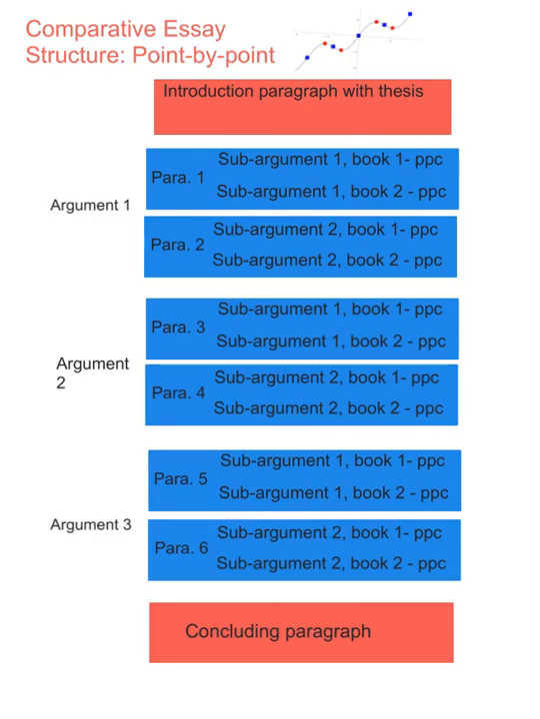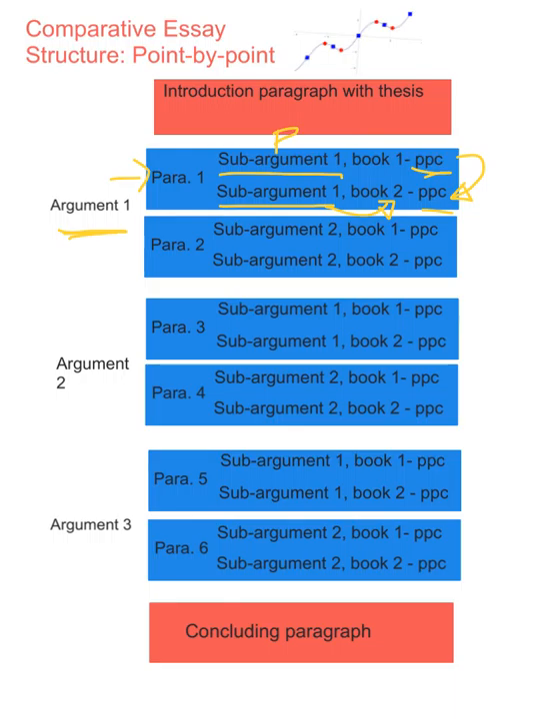So I'll just walk you through this one before I give you the example. So here we have argument 1, paragraph 1. And in paragraph 1, I'm going to talk about my sub-argument or my first point with my book 1, proper point proof comment. Then I'm going to immediately after talk about the same sub-argument but show how I see it in book 2 with point proof comment.